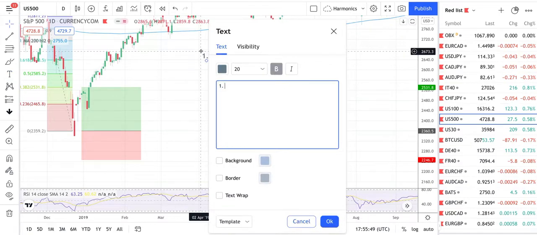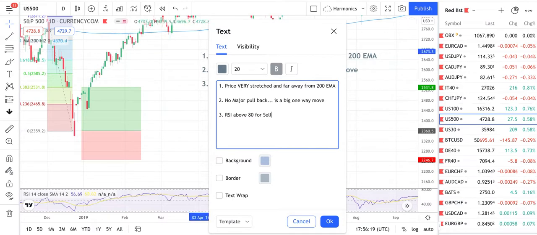The first one: price very, and I'm writing in bold, very stretched and far away from the 200 EMA. Two: no major pullback, a big one-way move up or down. And third: RSI above 80 for sell and below 20 for buy.